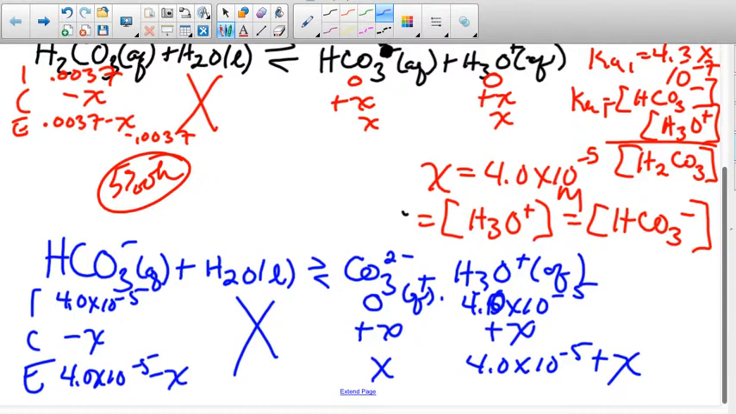Yes, because this is the Ka2 equation. The second equilibrium for that second hydrogen is the Ka2. If I had something like H3PO4, I have 3 Ka's. Okay. No, no, no, it's good.